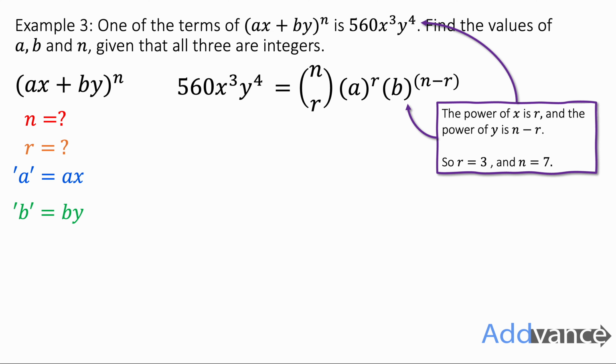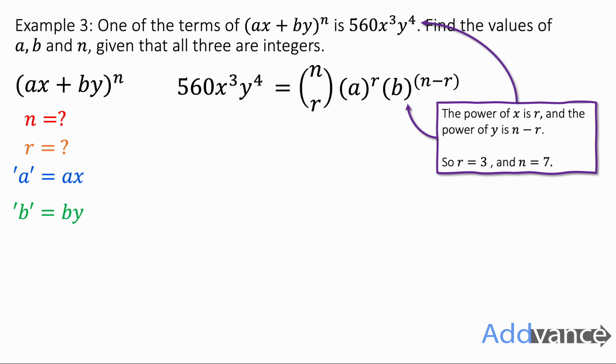And what we're going to do is make 560x^3y^4 equal to our binomial coefficient formula, and we're going to try and find out what n is, what r is, what a and b are. But straight away we can see that the powers are x cubed, y to the power 4, and those powers must always add up to n. So 3 plus 4 tells us that n is 7.